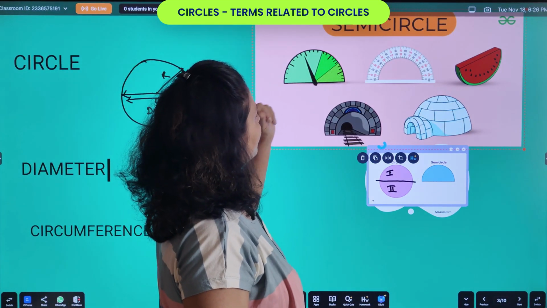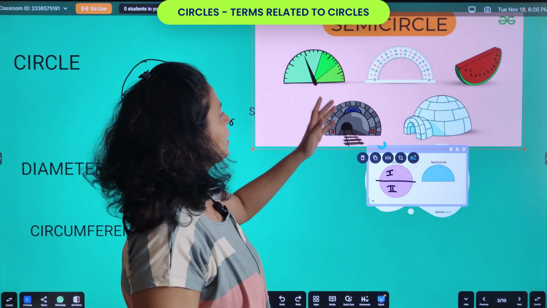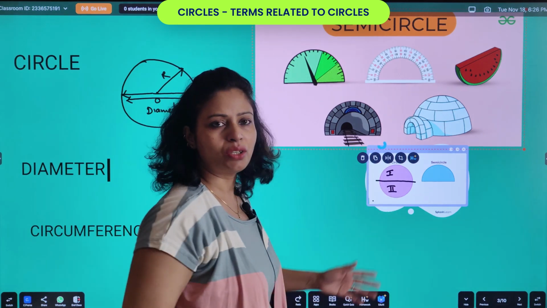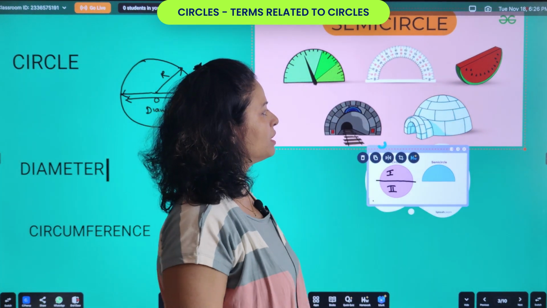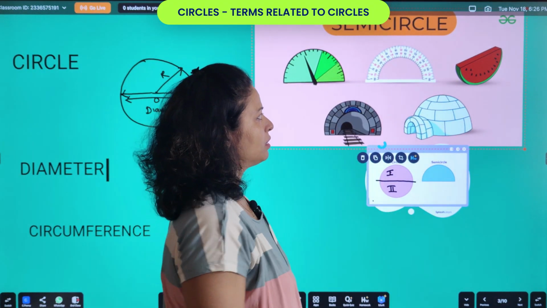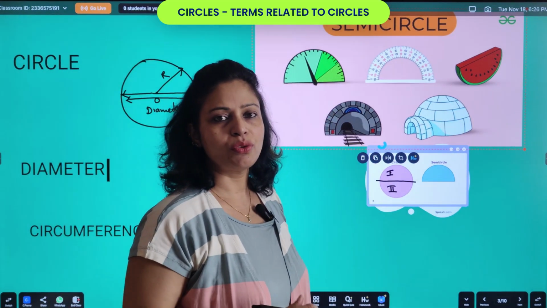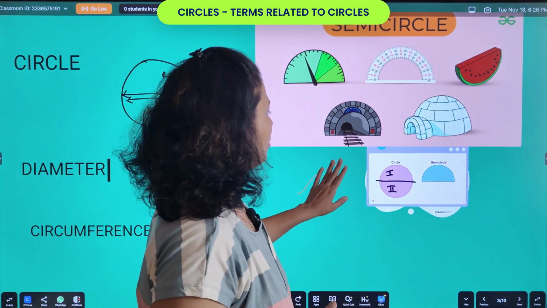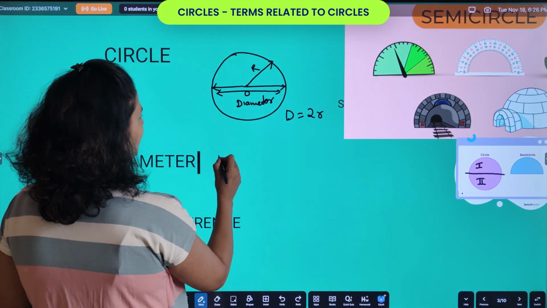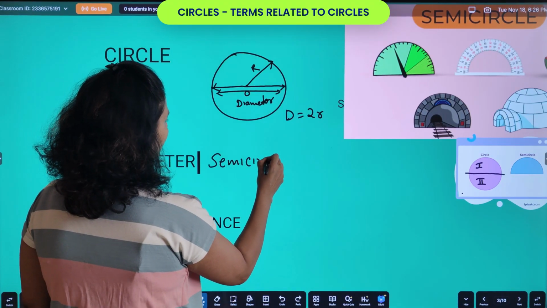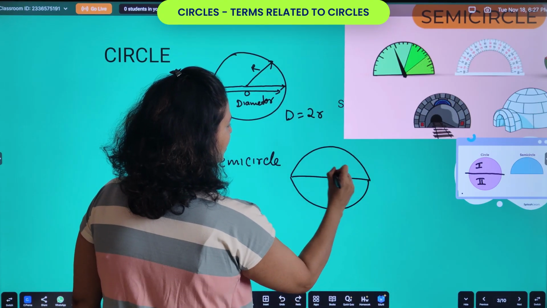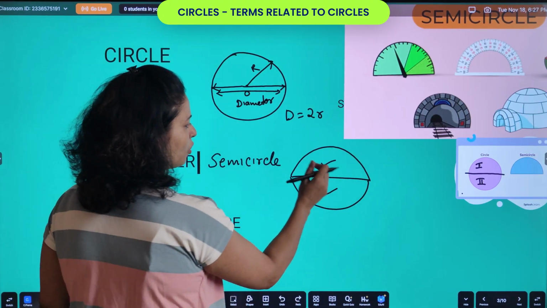See here, this is a kind of needle which can show the measures. Here you have a tunnel in the form of a semicircle. Here is a protractor you must be using in geometry, also a semicircle. The igloo also looks like a semicircle, and a slice of watermelon is a semicircle too. So this is how we see a semicircle. A semicircle is half of the circle. This is also a semicircle, this is also a semicircle. This is how we make a semicircle.